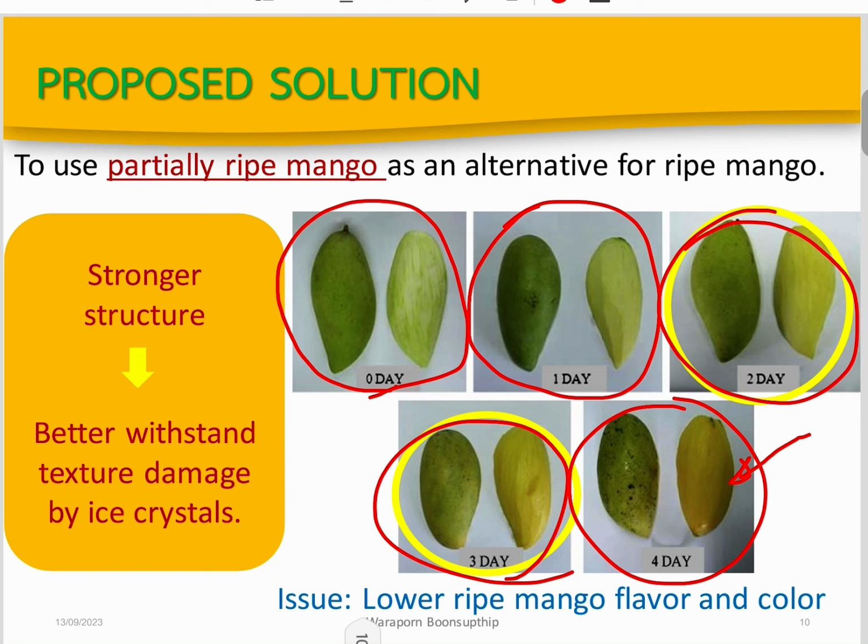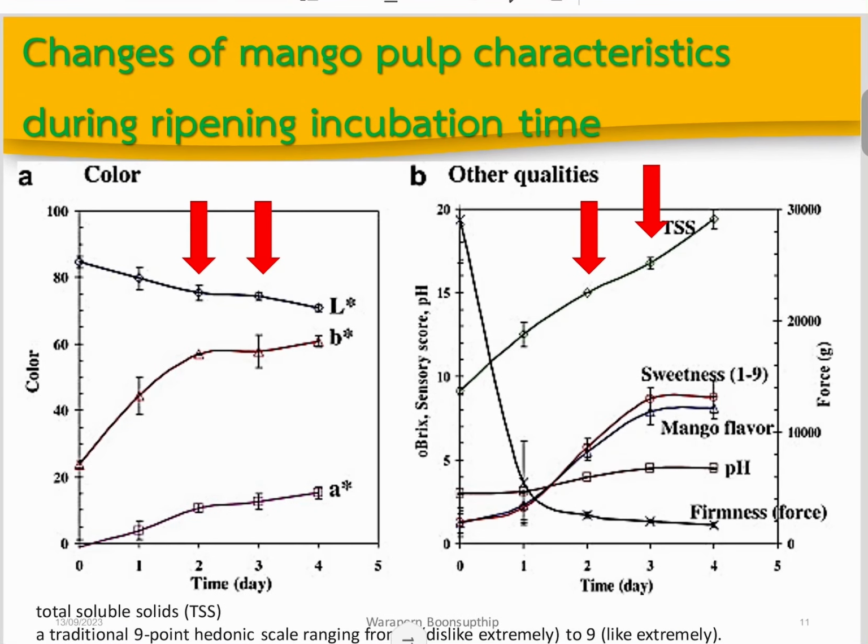But the texture is too soft, so in the freezing industry they normally use mango on the third day, when the texture is a little bit stronger, but of course the flavor and everything will be lower than on the fourth day. But in our research we propose an even shorter ripening process: we suggest using the second day. Why? I will show you.